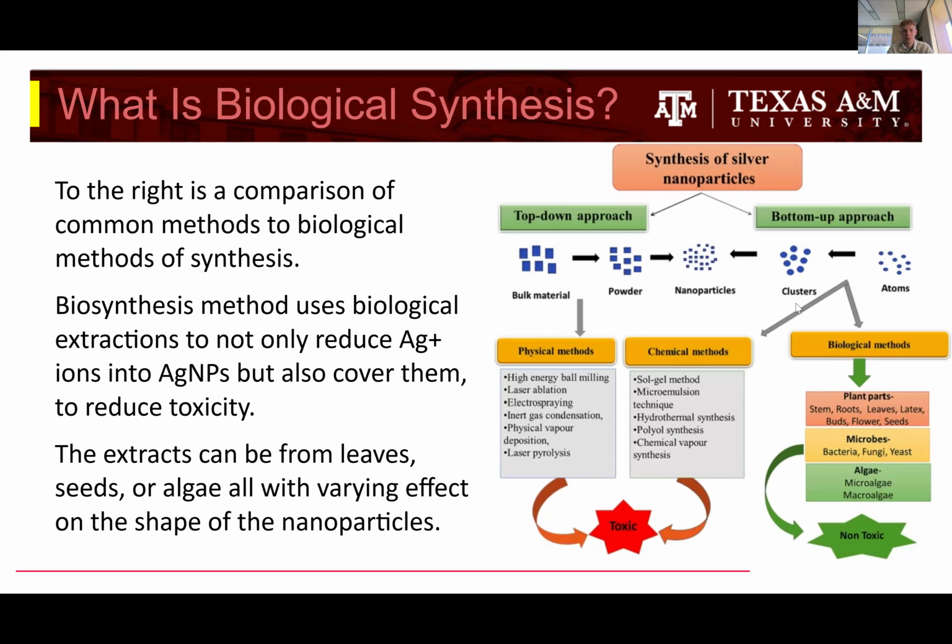So what exactly is biological synthesis? To the right is a picture describing some of the different parts. Biological synthesis is a method using biological extracts, such as leaves or seeds or bulbs, to reduce the Ag ions into silver nanoparticles and to cap them as well, to reduce the toxicity and the mixing of chemicals needed. As I said, the extracts can be anything from leaves to seeds or algae, with varying effects on the shape depending on the nanoparticle. And you also focus on atoms and clusters rather than bulk silver material, as in more chemical and physical methods.